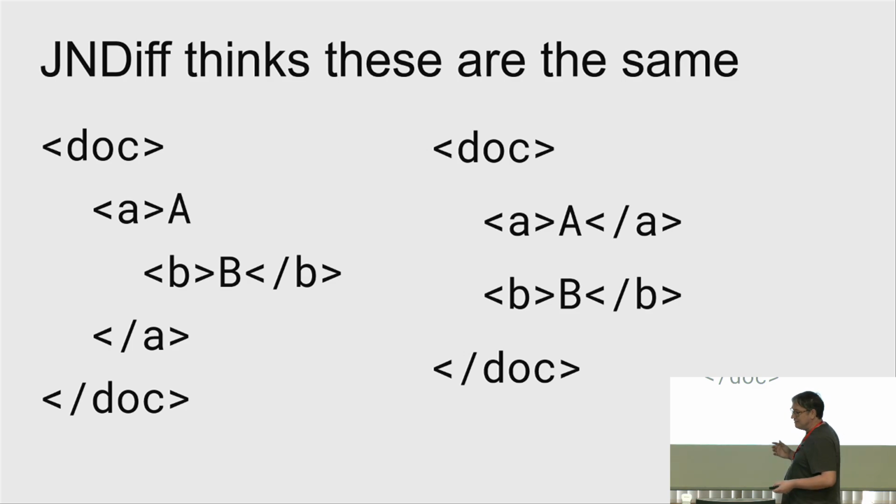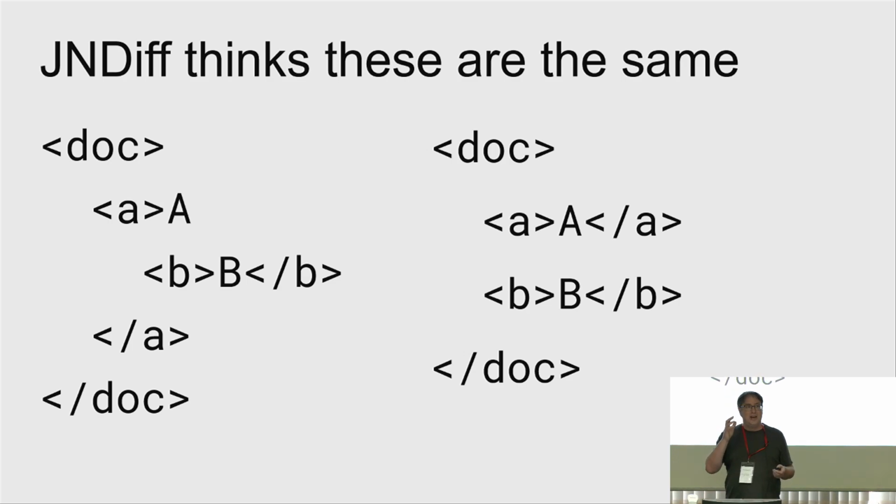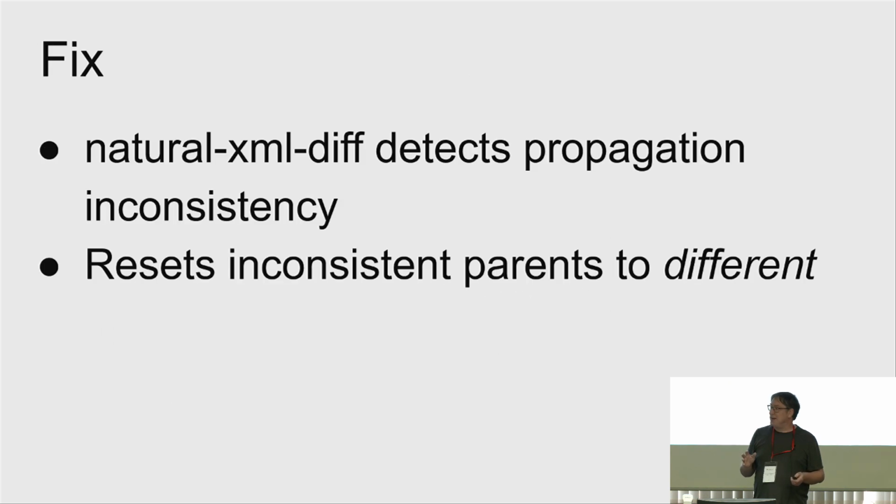So J&Diff thinks that these two XML documents are the same because all the nodes occur in the same order. So if you linearize them, they look the same if you don't look at parent relationships or things like that. So that's the problem, because they're not the same. I fix it by detecting propagation inconsistency: if you have something that's considered to be the child of a node in one document, but in the other document it's not, there is an inconsistency that I could detect, and it appears to work reliably and resets that so that they are different. So that fixed that issue.